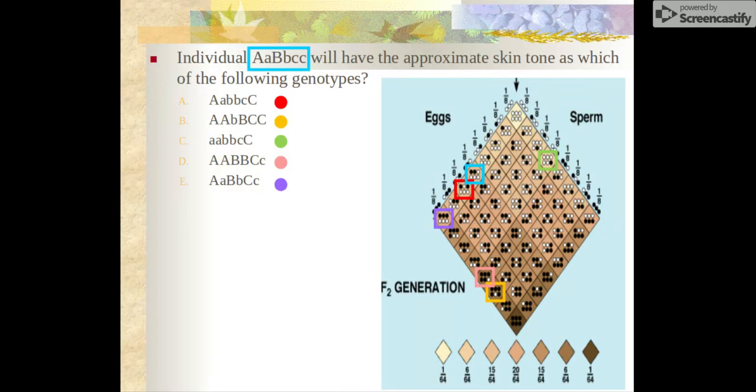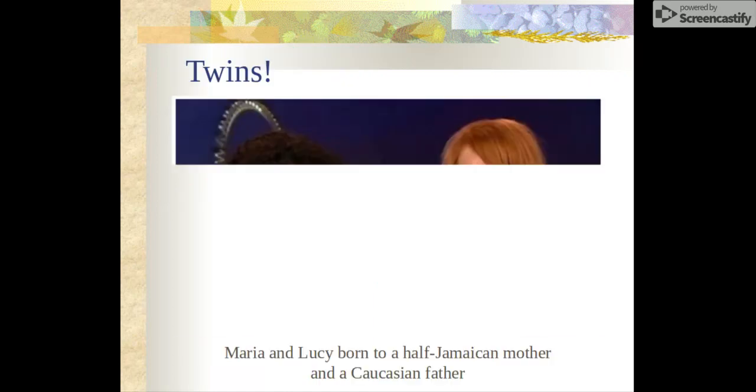Okay, so here we've got individual A heterozygous for A, heterozygous for B, homozygous recessive for C. Okay, what will their approximate skin tone be compared to these other genotypes? Well, we're looking at the number of dominant alleles. So here in this situation, we've got two dominant alleles. So it's going to be most like A here, which also has two dominant alleles. Okay, and so they're going to have a very similar phenotype.